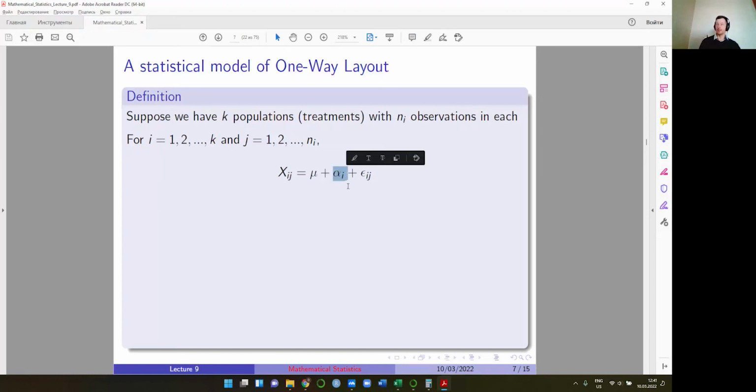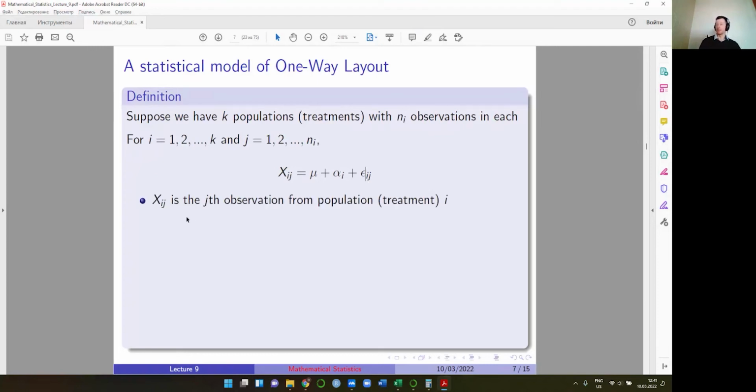The other part is alpha i. So this alpha has nothing to do with alpha, which is the size of a rejection region. So this is just another letter. I mean, the same letter, but with another meaning. And look, this is alpha i. So this is the alpha that differs only for our populations, for oil wells. And we also have epsilon ij. And this epsilon ij is the part that differs for every observation, for the ith well and jth observation in this well.